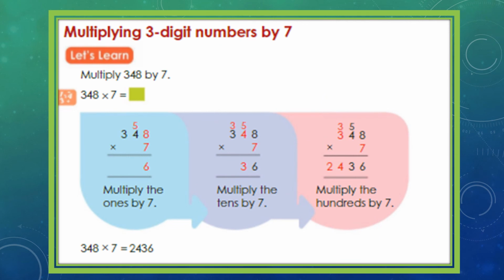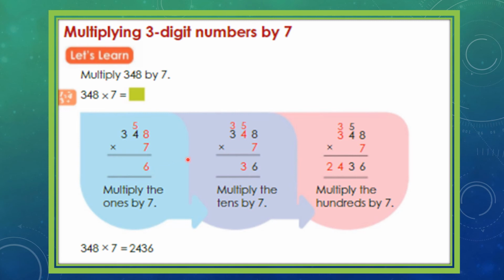Okay, so we have here multiplying three-digit numbers by 7. We'll be learning now to multiply 348 by 7. So we have your step-by-step, class, to follow. The first one we'll do is this one. And always remember, class, that when we multiply, we need to start at the ones place. So 7 times 8 equals 56. So carry 5, bring down 6.